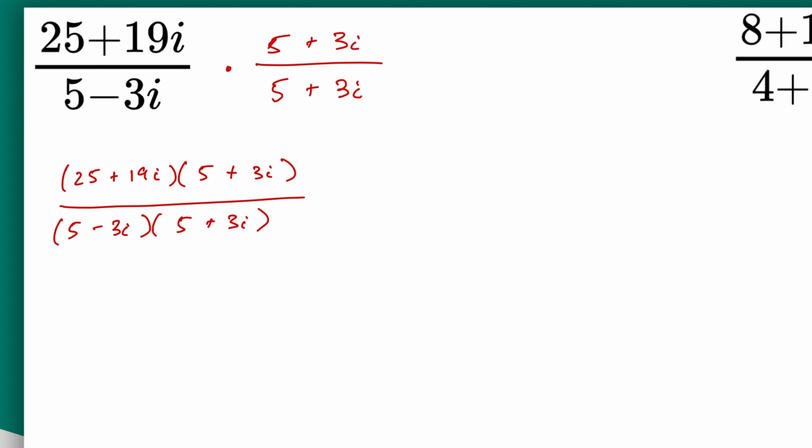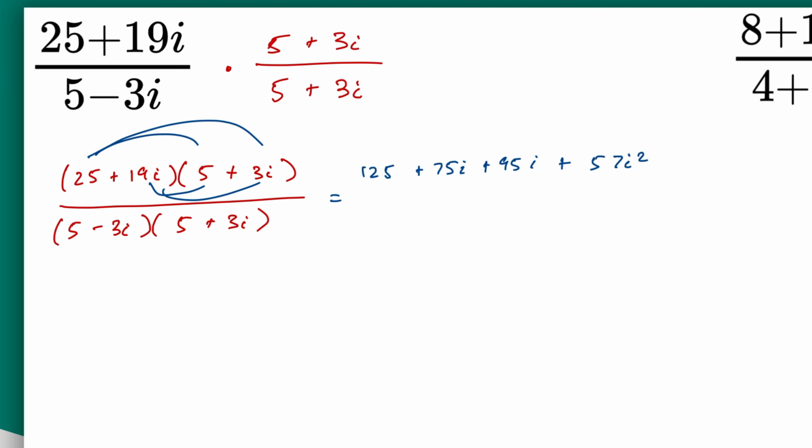And so we're really bringing in the multiplying. We're going to do it twice. So we do the top part. 25 times 5 gives you 125. 25 times 3i gives you 75i. 19 times 5, what is that, 95? So 95i. And then 19 times 3i is going to give you, what, 57i squared. Don't forget that squared part.